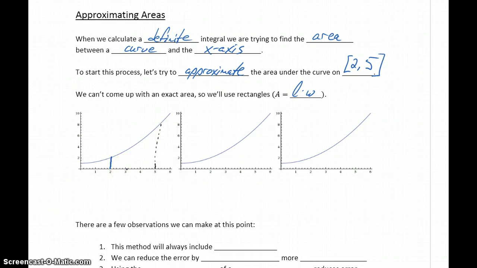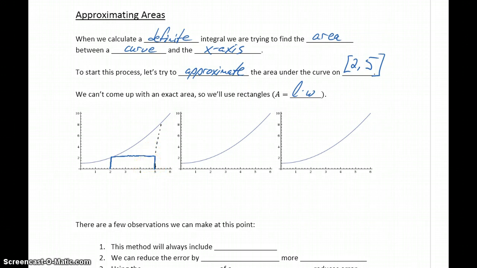Then the question becomes, how many subintervals do we want to use? Let's start off with a really simple case. We'll use one interval. So we'll take this range of values from 2 to 5 and we'll break that into one interval. We'll just consider this as one complete interval. So this is a rectangular region that we started at x equals 2, traced up to our function value, and then basically turned this entire interval into one giant rectangle.